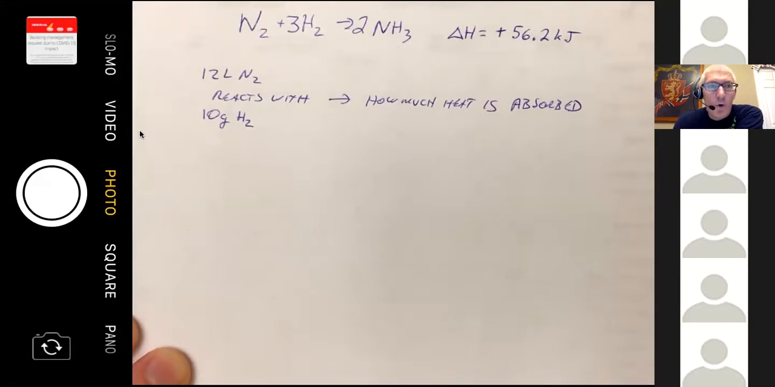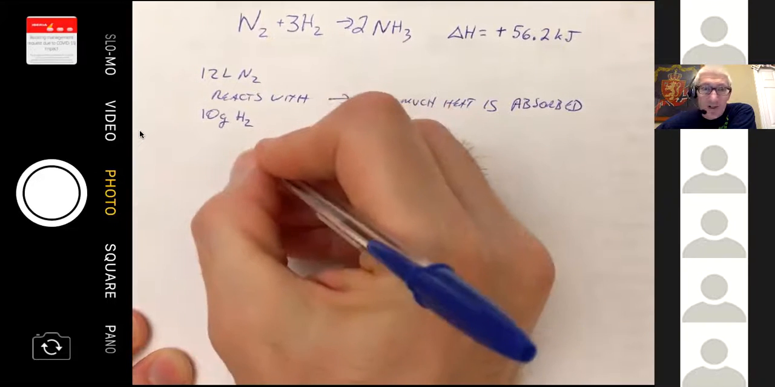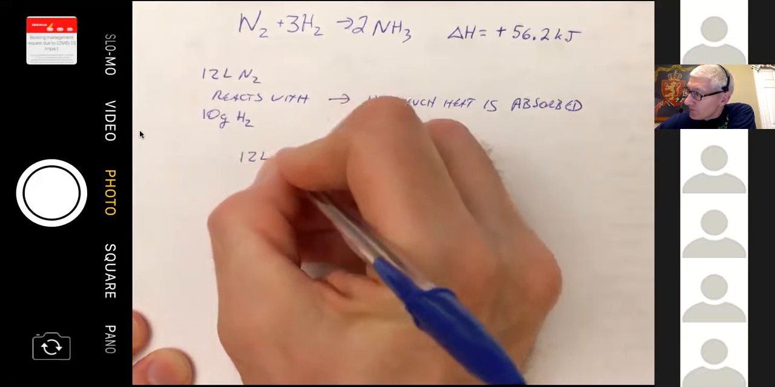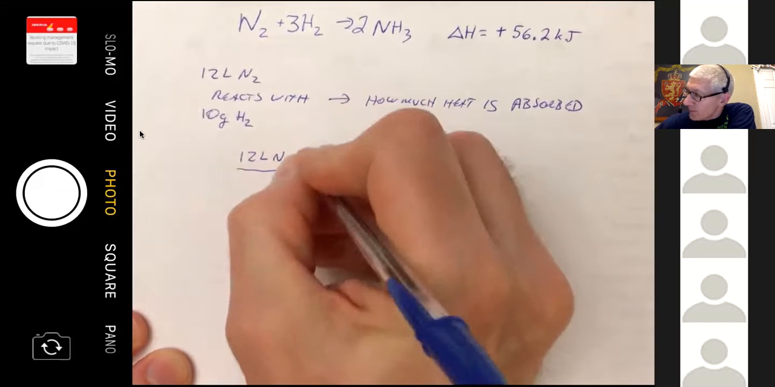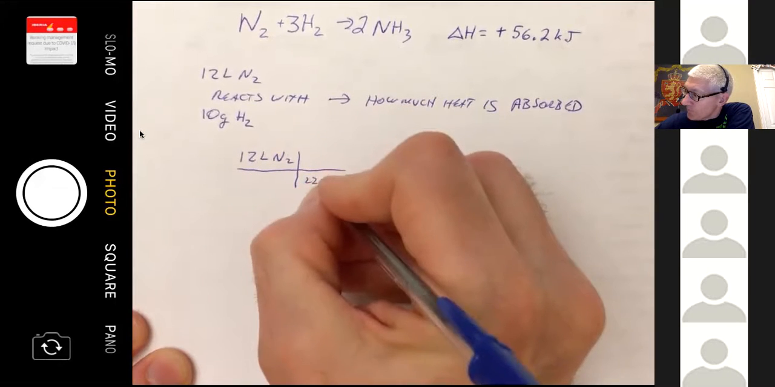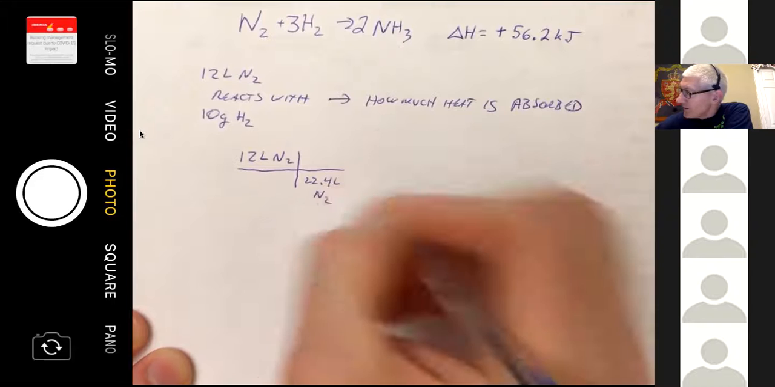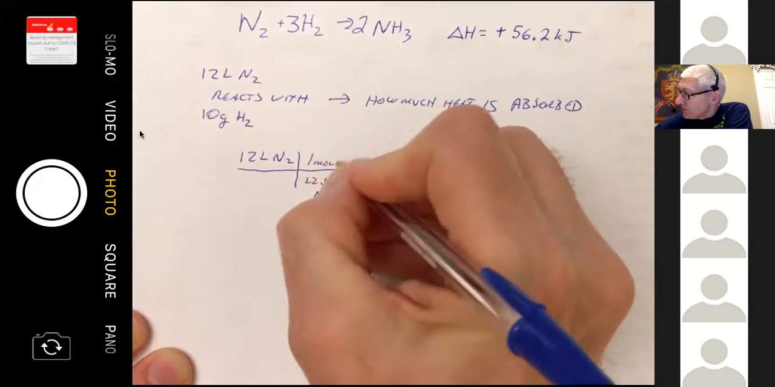All right, now here's the problem. I've given you 2 quantities. Guess how many conversions we have to do? 2. So we're off to the races, hopefully. We're going to go 12 liters of nitrogen, and we're going to convert that, 22.4 liters of nitrogen, into moles of nitrogen.